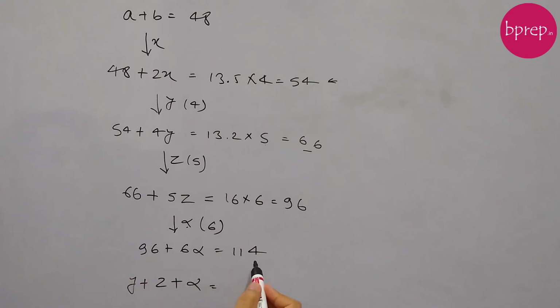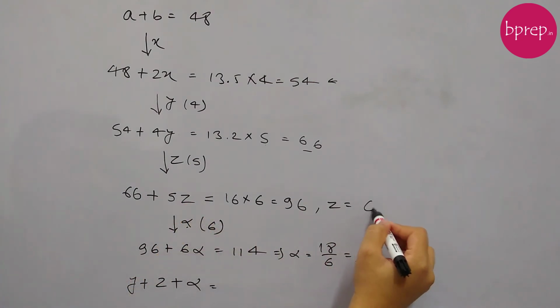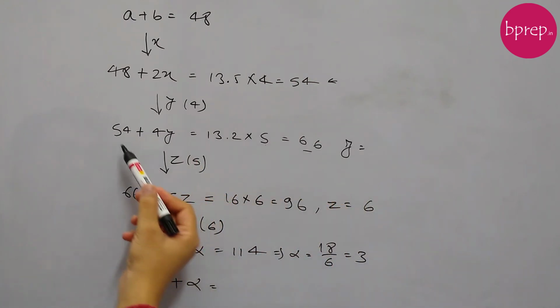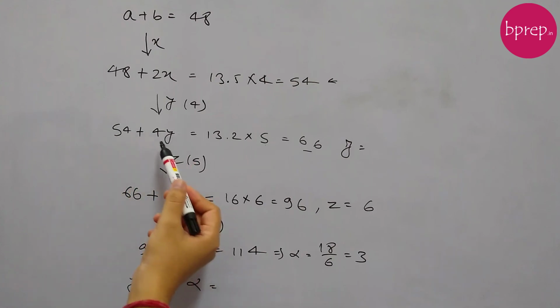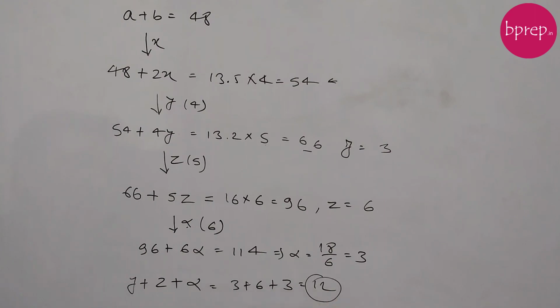So we can easily get this from these equations. If we see here, alpha will be 114 minus 96, 18 by 6, which is 3. Z, from here we can get Z equals 96 minus 66, 30 by 5. So it's 6. And Y from here, we'll get 66 minus 54, 12 by 4. So Y will be 3. So the current age of twins will be 3 plus 6 plus 3 equals 12, which is the answer.